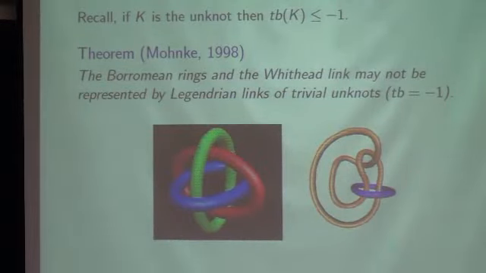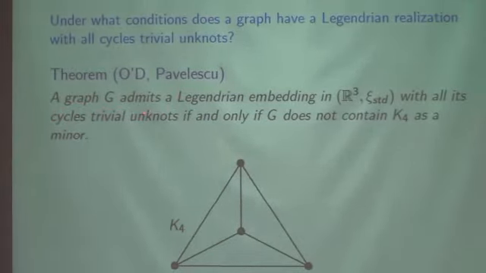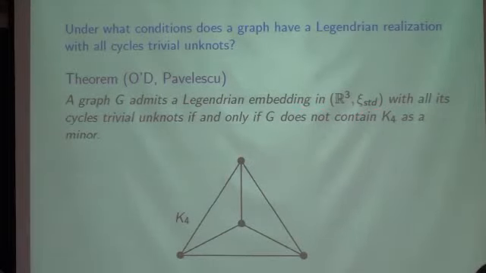So we ask the same question for graphs. Under what condition does a graph have a Legendrian realization where all its cycles are trivial unknots? So when could we realize a graph with all of its cycles like this? And we are able to show that a graph G admits a Legendrian embedding in the standard contact structure with all its cycles trivial unknots, if and only if G does not contain K4 as a minor.